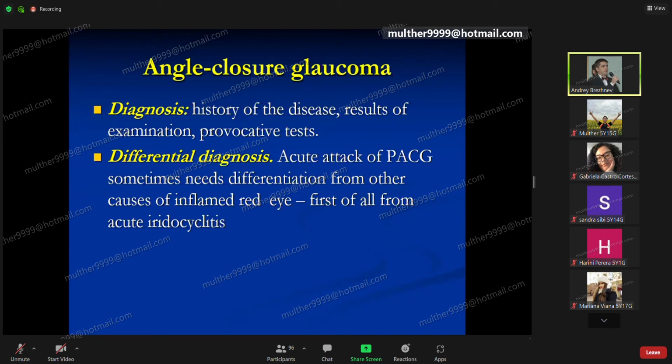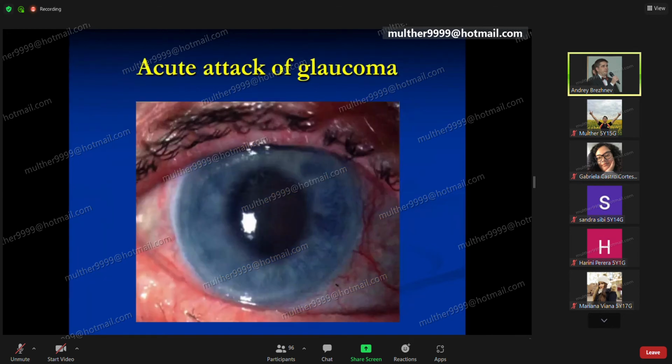Examination shows congestion. Let's have a look at the patient with the acute attack. Examination shows congestion of conjunctival and ciliary vessels. You see them around the limbus. Cornea becomes edematous, as you see here, and insensitive. Normally, you know, cornea is a very sensitive structure, but in case of acute attack of glaucoma, it will be insensitive. Anterior chamber is very shallow. Angle of anterior chamber is completely closed, as seen on gonioscopy. Iris may be discolored.